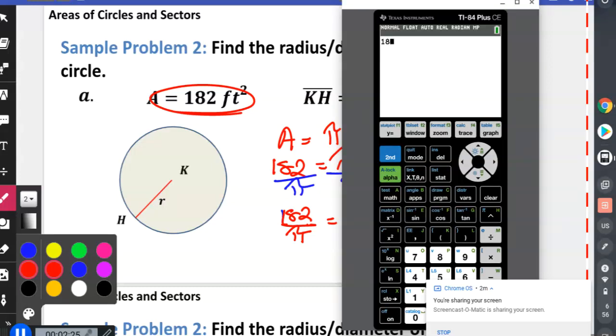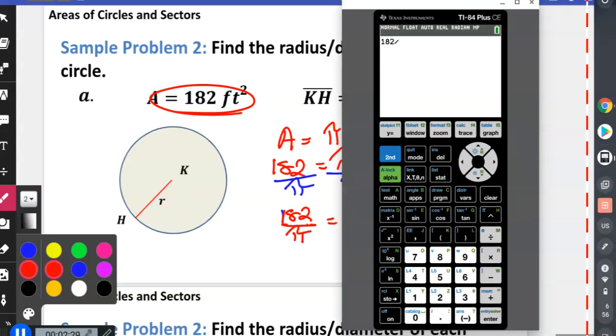So 182 divided by, where is pi? Okay, I can't find it, so I'll do 3.14. If you really want to do pi, you can click on the math button. I don't know where it is. So we'll do 182 divided by 3.14. And we get approximately 57.9, so we'll call that 58.